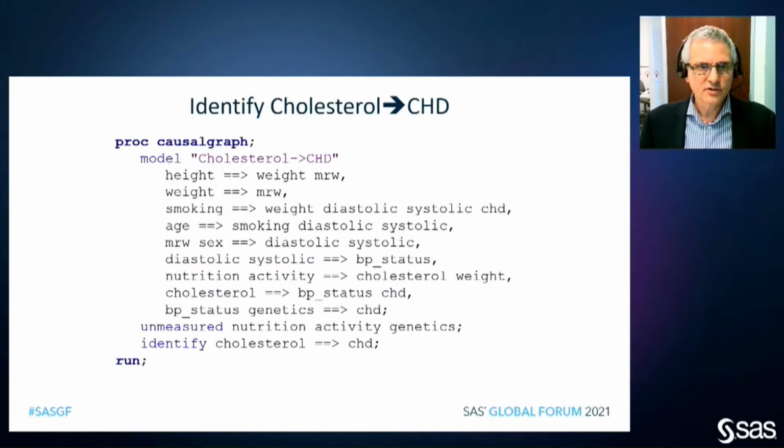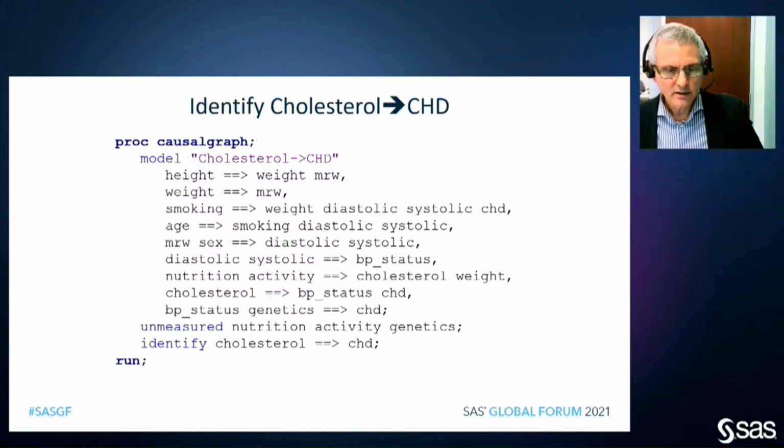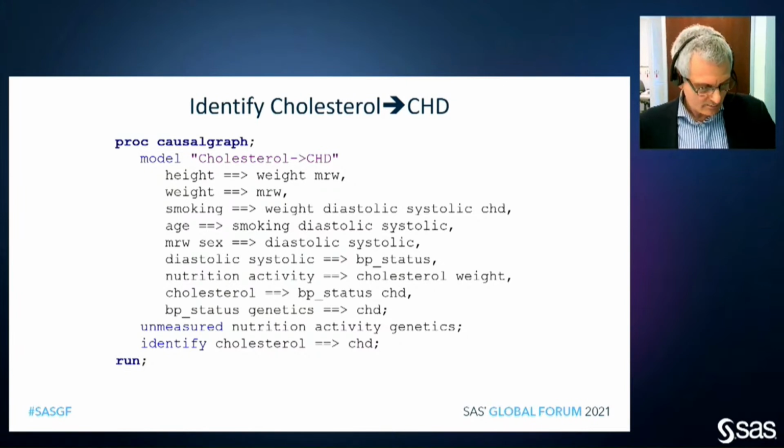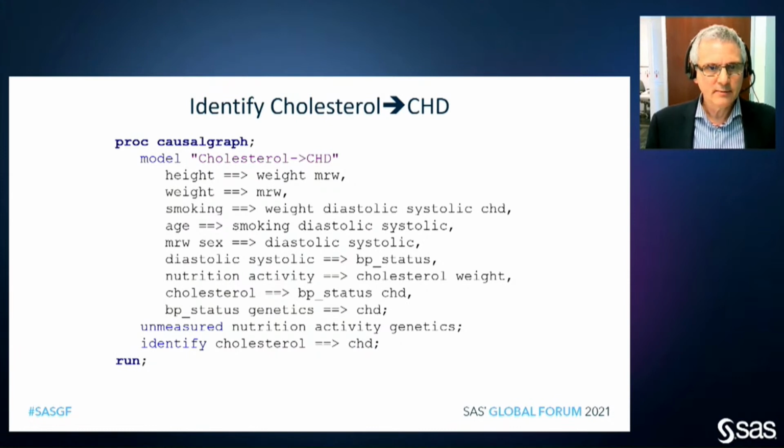And here's our PROC CAUSALGRAPH step. Note that there's no DATA= option on the PROC statement. CAUSALGRAPH does not require any data. On the model statement, we specify a model name or label, and then we construct our graph. We translate our graph from the picture that we had mapped out on a PowerPoint slide or on paper into parts of the statement. Each link between nodes is separated by a comma.